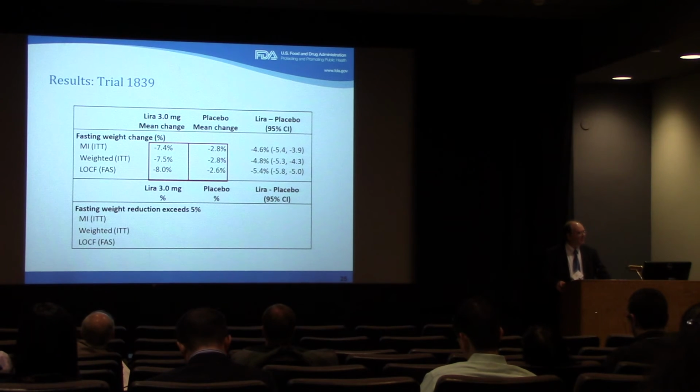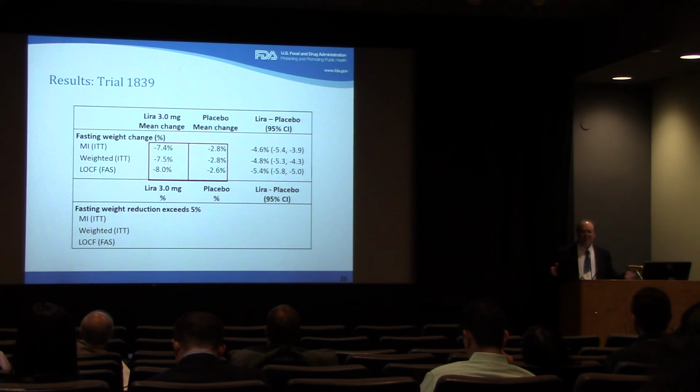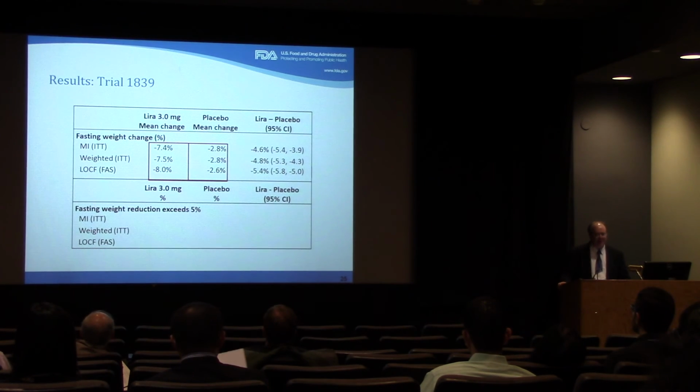So what happens when we do that? Well, the overall mean change on experimental got a little worse than the sponsor's. Instead of -8%, it's -7.4% from baseline. And on placebo, it got a little bit better. So the difference went from -5.4% to -4.6%. Not a huge difference, but a decent sized difference, reducing the effect by about 15%.